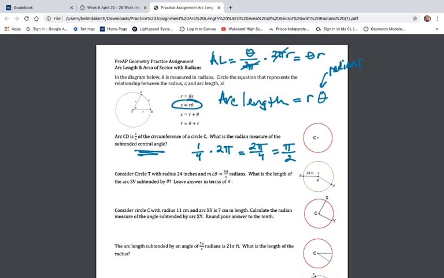Okay, on the next one, it says consider circle T with a radius of 24 and an angle of 5 pi over 6, and it's in radians. What is the length of the arc? So you're finding the arc length, which means you're going to do S equals R theta.